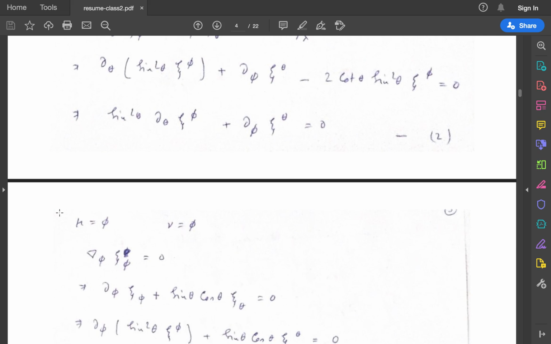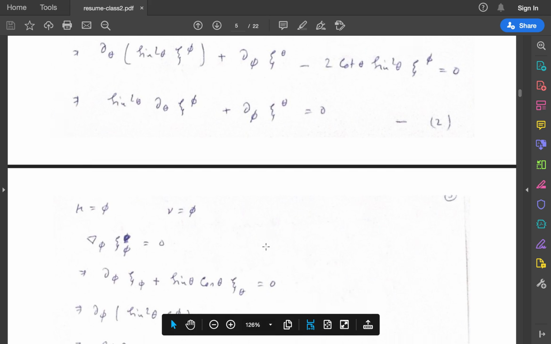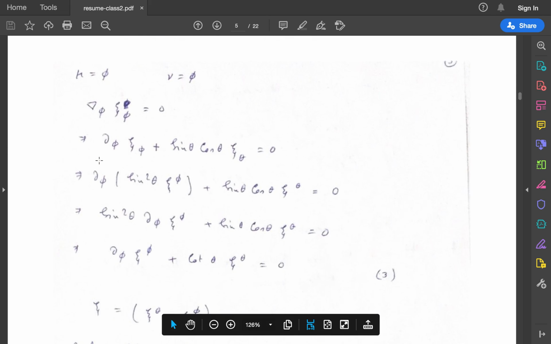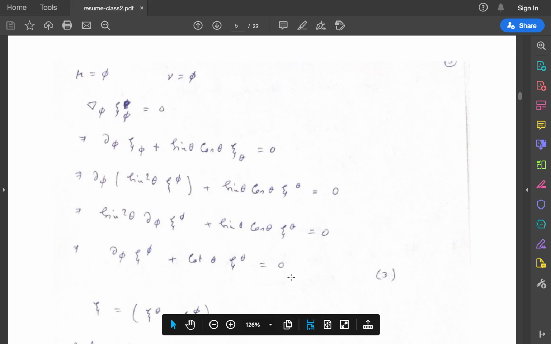And the third case is when we take mu equal to phi and nu equal to phi, both mu and nu are phi, then we have this equation grad phi zeta phi equal to 0. If I write it explicitly in terms of the partial derivative and the Christoffel symbols, I will get this equation. Again, I can take the lower indices to upper indices, and finally we have this equation del phi zeta phi plus cot theta zeta theta equal to 0, and let us call this equation 3.